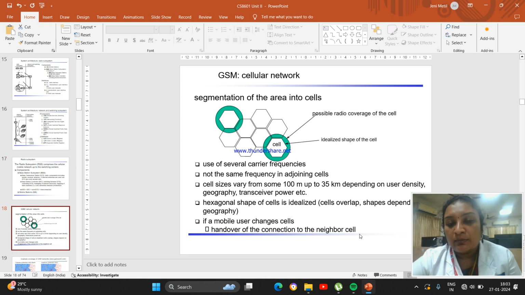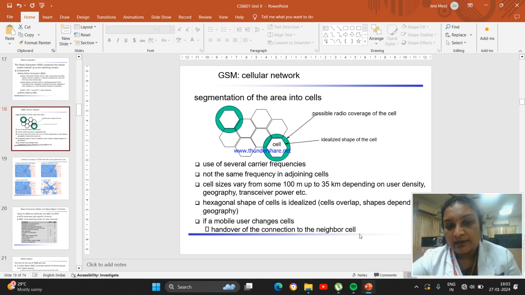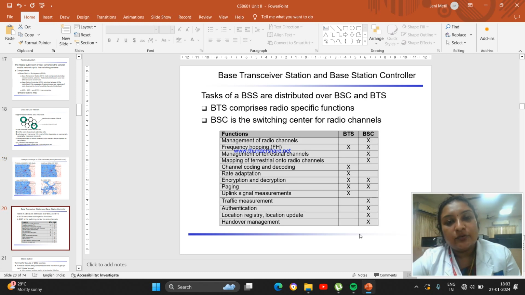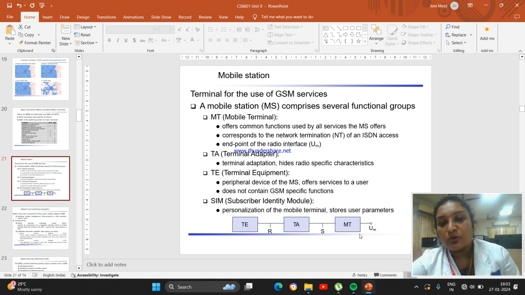In the mobile network, we have a cellular network only. Here we connect all the data in a cell structure, and the cells can overlap and be shaped depending upon the geography. This is the GSM network coverage in different areas, like Berlin, with Vodafone, E-Plus and O2. The base transceiver station and base station controller have components with specific radio functions, and also the switching center of the radio system. And these are the mobile station terminals.